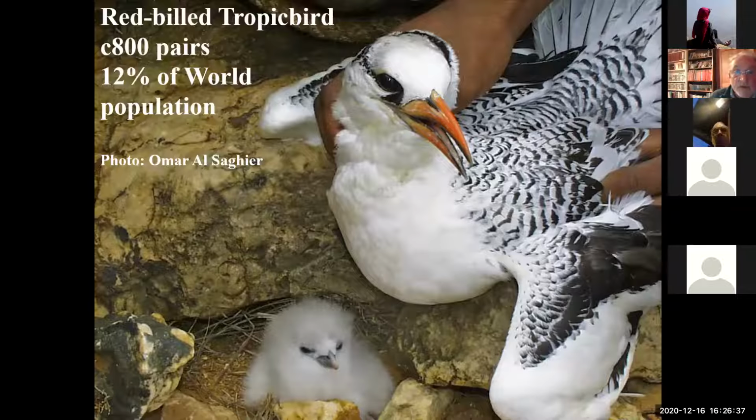The red-billed tropicbird, a wonderful bird, photo taken by my friend Omar Al-Sakir. Something like 12% of the world population breeds on these islands. So these are really important islands for their breeding seabirds.